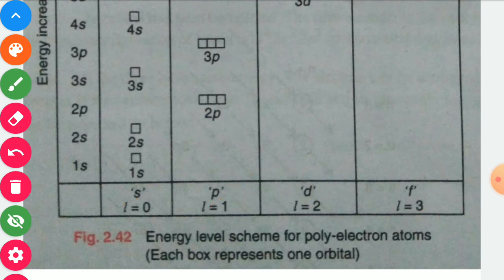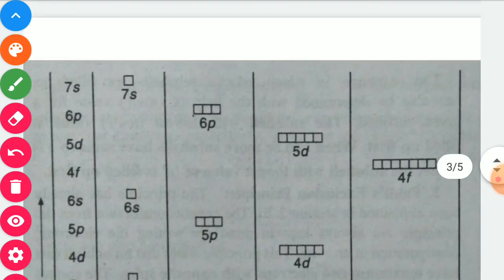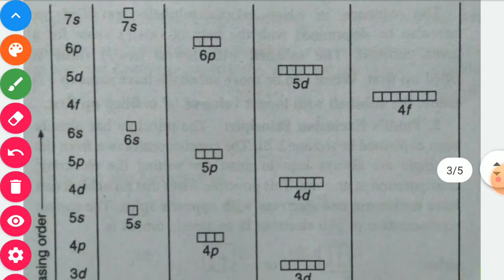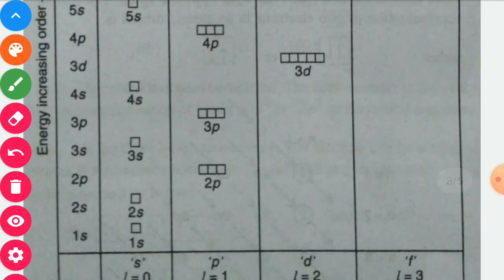In this figure, in this diagram, these subcells are given. Here the 7th cell contains 7s. Up to the 7th cell, it contains 7s. Energy decreasing order: 7s, 6p, 5d, 4f, like that. In the case of the 6th cell also given, similarly all the cells are given.